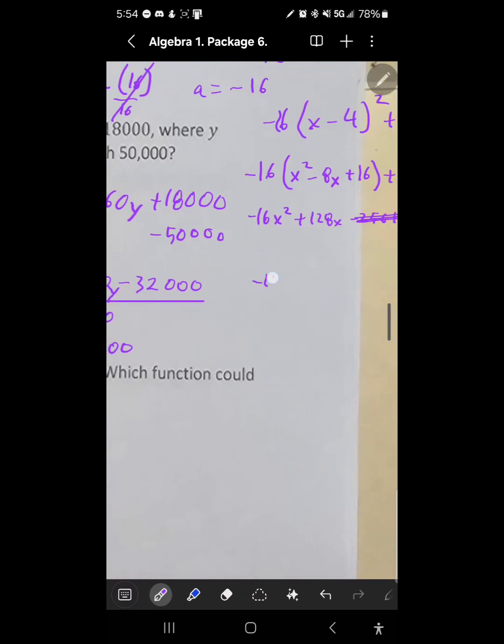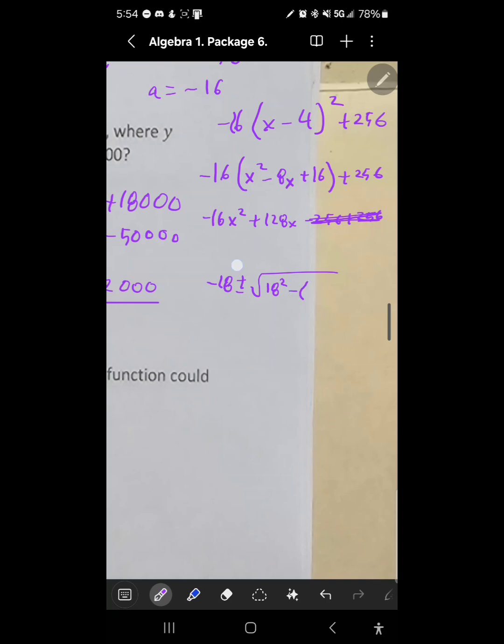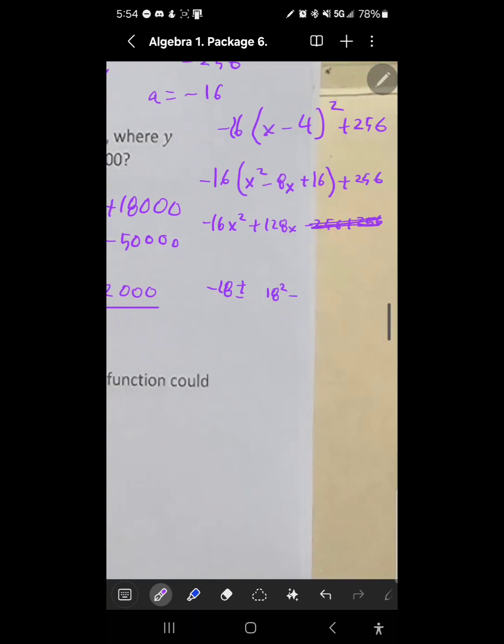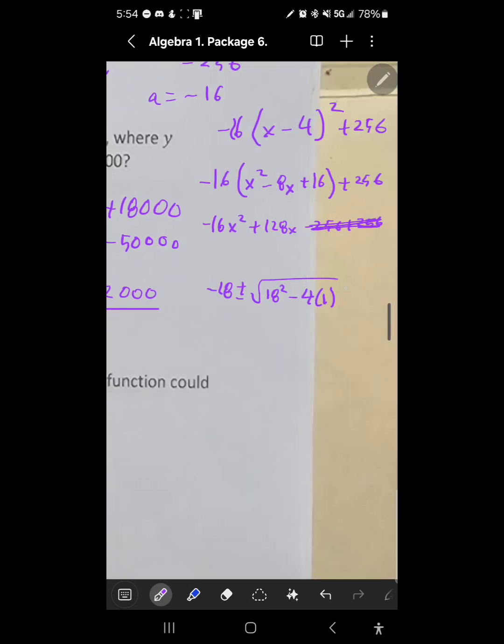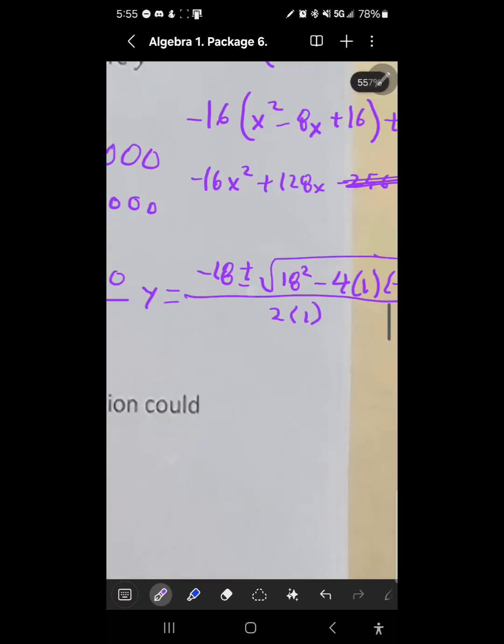I have negative b, which is going to be negative 18, plus or minus the square root of b squared, so 18 squared, minus 4, a is 1, and c is negative 1,600, over 2a, which is 2 times 1. And this is basically y equal. It is not x because we're using y as our variable. Remember, the variable can be any letter. It doesn't matter what letter you are using.